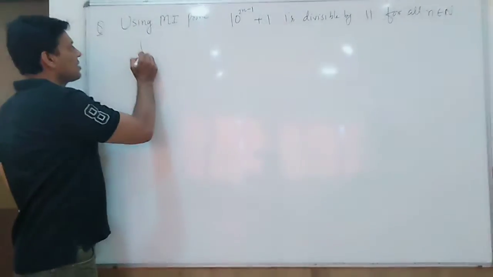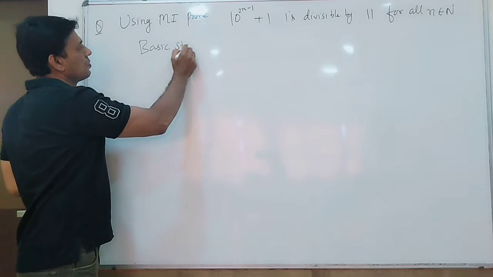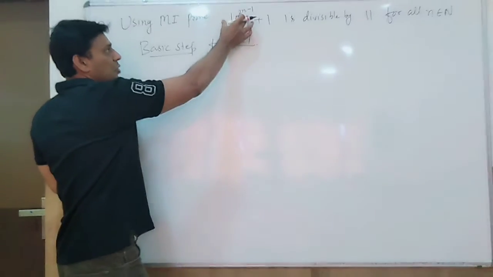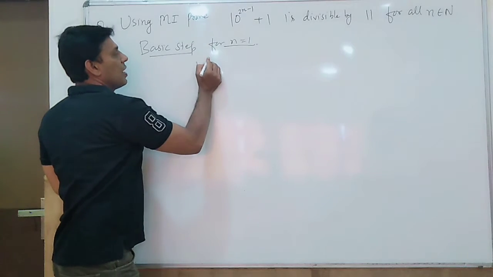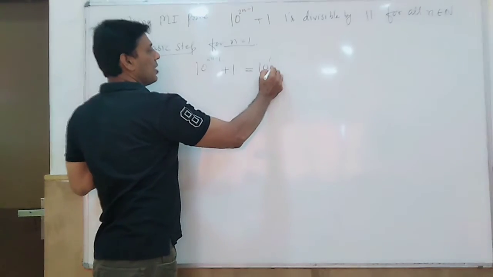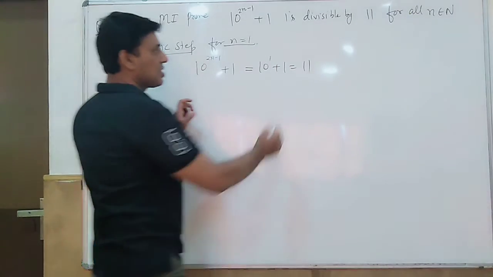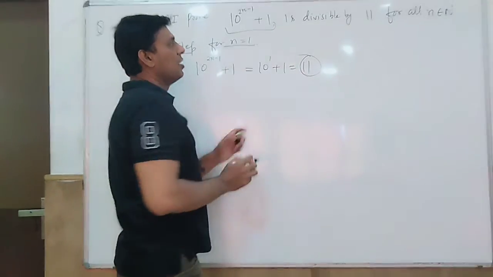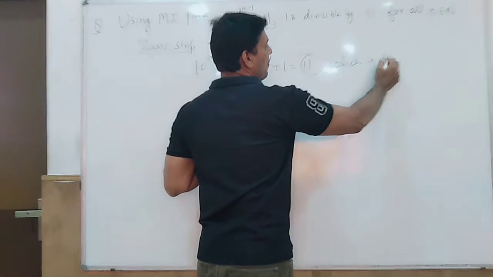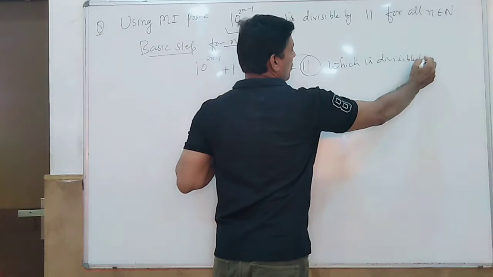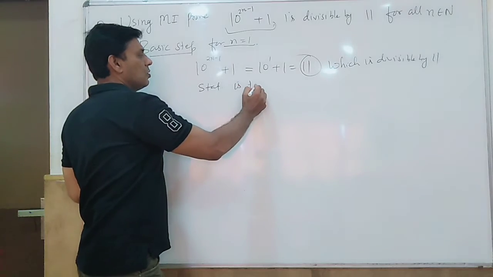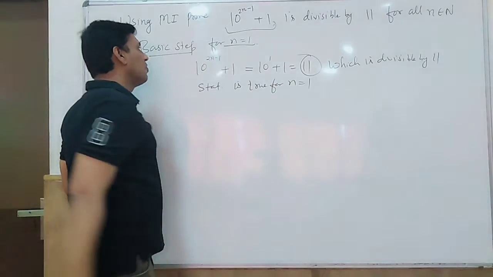Now we will do the basic step. So in the basic step, we have to show it for n is equal to 1. So I can put n is equal to 1. So 2 into 1 minus 1, this is the power. So I can solve. This is 10 to the power 1, then plus 1, which is 11. And obviously, by putting n is equal to 1, we are getting 11, which is divisible by 11. So the statement is true for n is equal to 1.